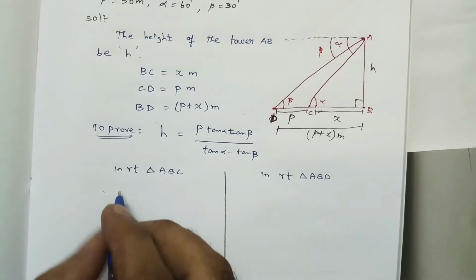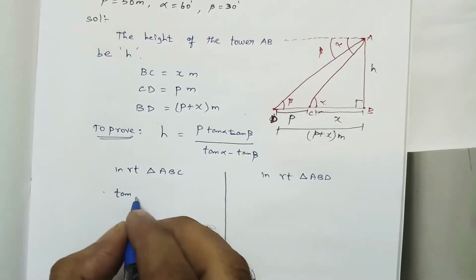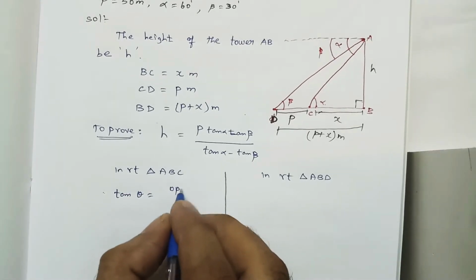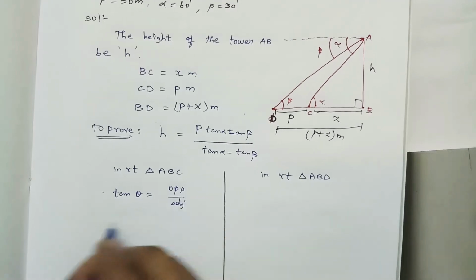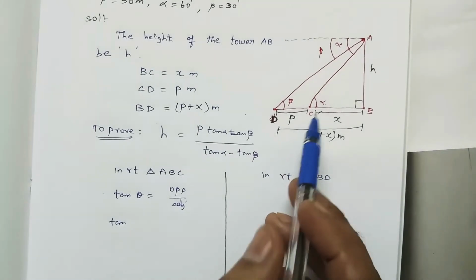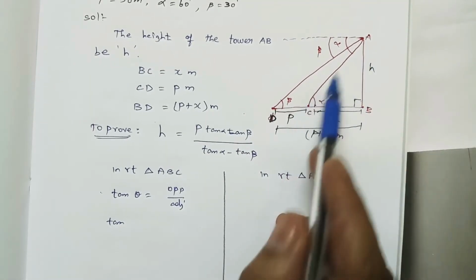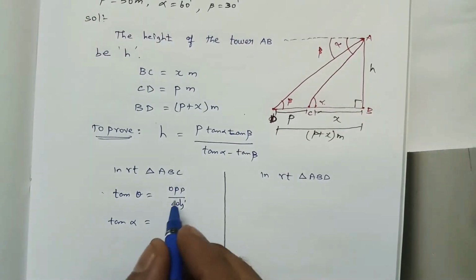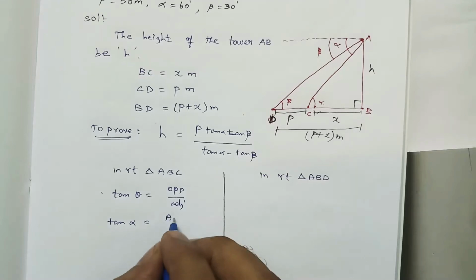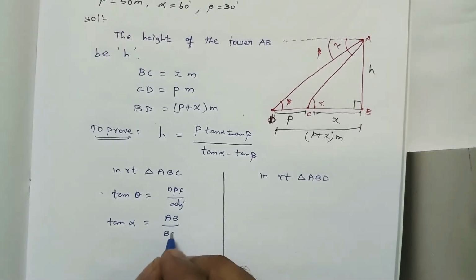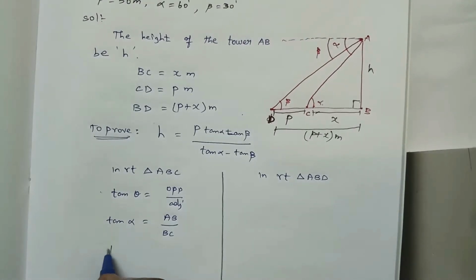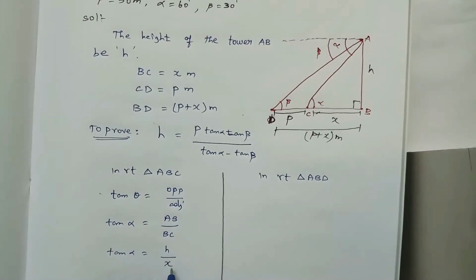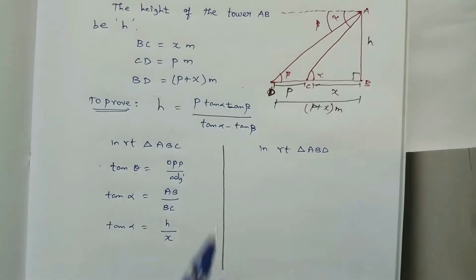So tan alpha is equal to, taking that tan theta is equal to opposite side divided by adjacent side in triangle ABC. What is the theta of triangle ABC? The acute angle of triangle ABC is alpha. So tan alpha is equal to the opposite side, that is AB, divided by BC. AB is H meter, divided by x. So tan alpha is H divided by x.